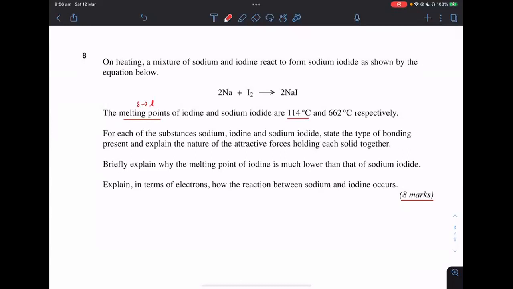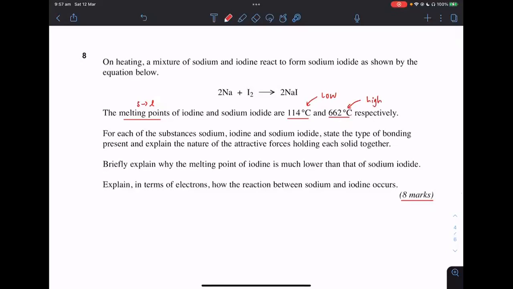Do you think 114 is high or low compared to 662? So what do you think, Marfua? Is this a high value or is this a low value? It's about melting point, right? Do you consider this a high or low melting point? Low? Okay, it's actually considered quite low. Anything below 200 or 300 is considered low. Anything above 500, 600 is considered quite high.